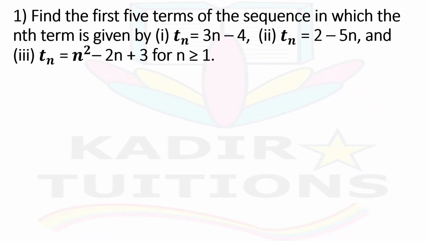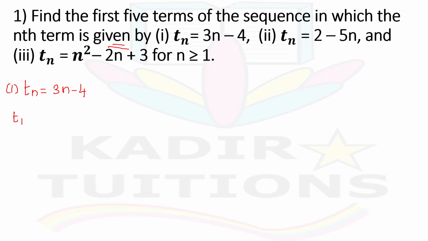Find the first five terms of the sequence in which nth term is given by. So here there are three questions. In each question the nth term is given and we are going to find the first five terms. So we'll start with the first problem. The first problem is Tn, that means the nth term, is 3n minus 4. So Tn equal to 3n minus 4. So we need to find first five terms, right?